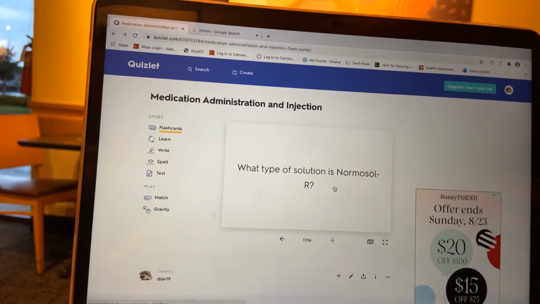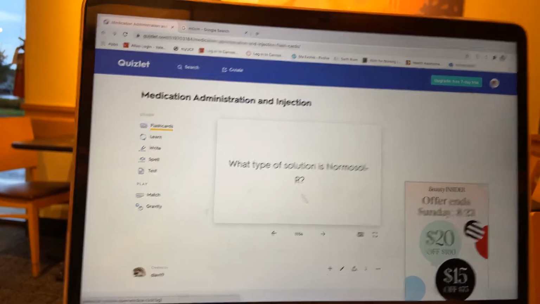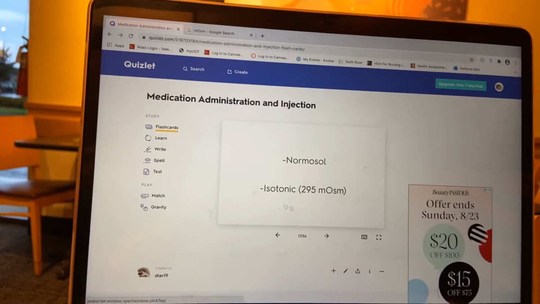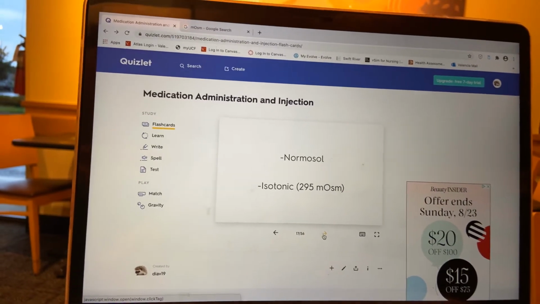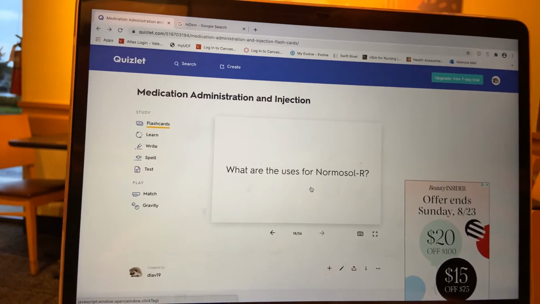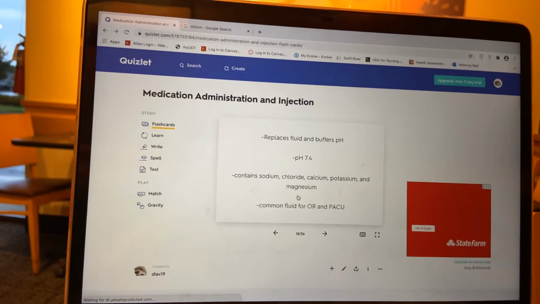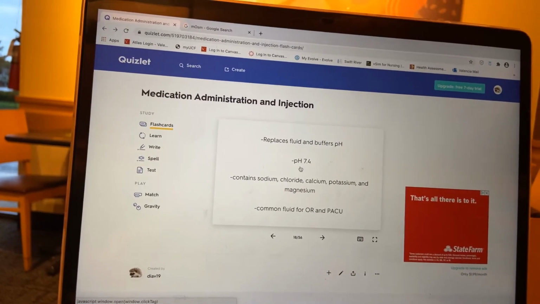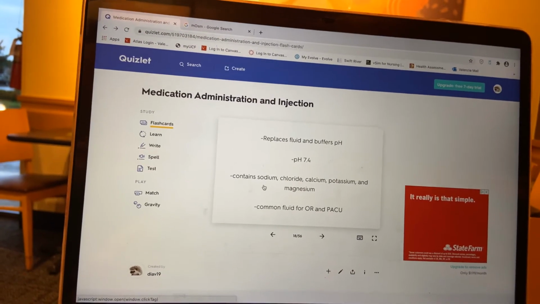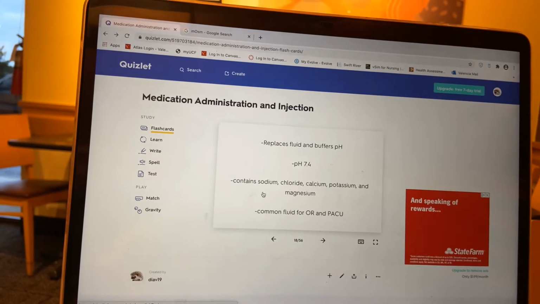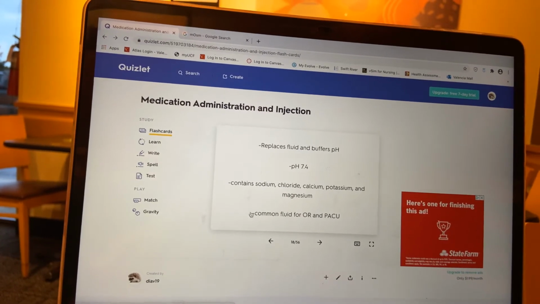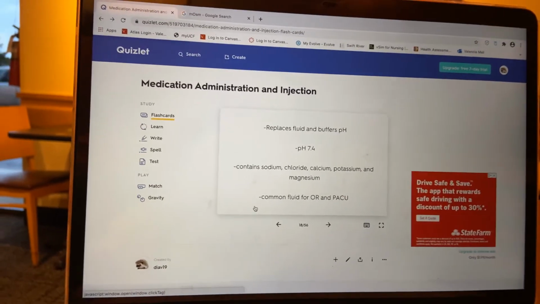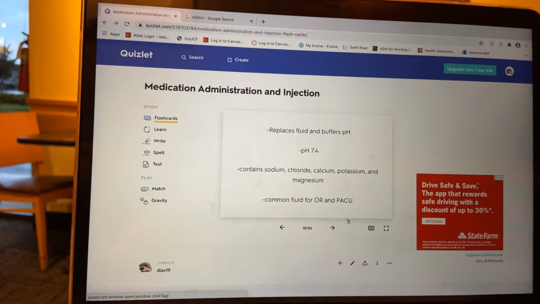What type of solution is Normosol-R? It is Normosol, and this is isotonic. What are the uses for Normosol-R? They replace fluid and buffer the pH of 7.4. It contains sodium, chloride, calcium, potassium, and magnesium, and this is a common fluid for OR and PACU, the post-anesthesia care unit.